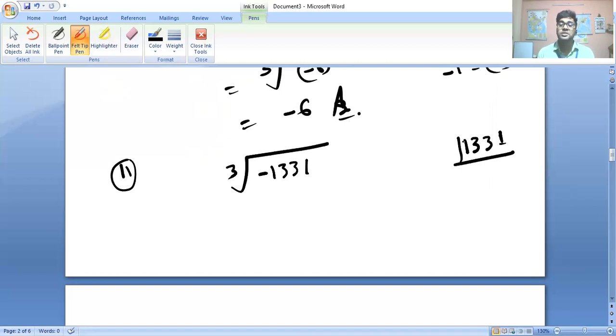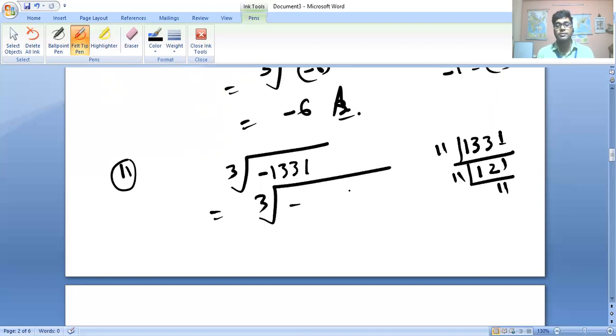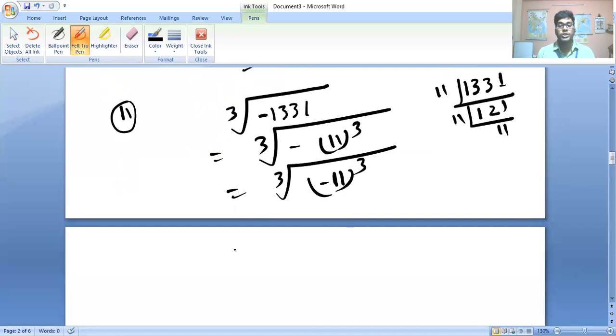Because this is divisible by 11 whole cube. 11 ones are 11, 11 twos are 22, 11 elevens are 121, and then we have 1331. So cube root we can write as minus of 11 whole cube. I already explained this minus you will put inside this bracket, how I've explained in the previous question. So therefore minus 11 whole cube brings minus 11.